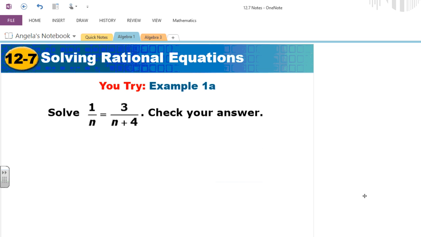All right, so if you guys could, go ahead and pause and try to do this one, okay? I want you to pause it right here and see if you can do this. All right, so because we have an equal sign, we're going to do the cross multiplication.